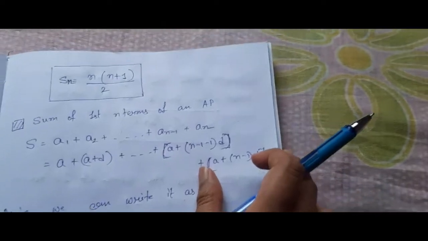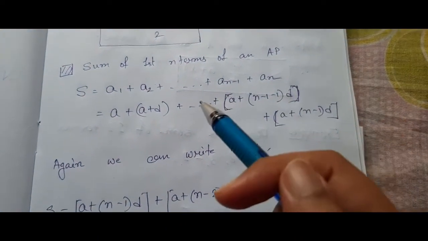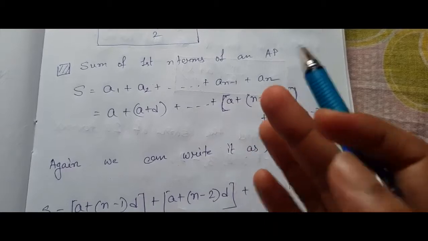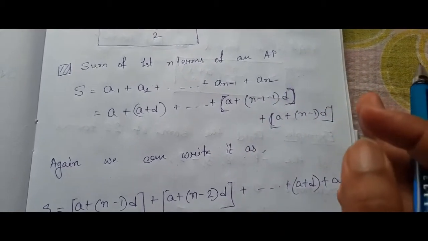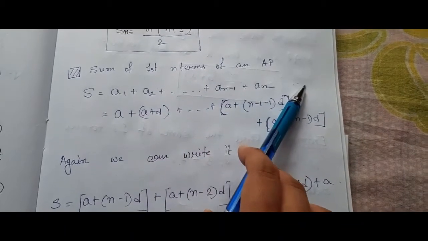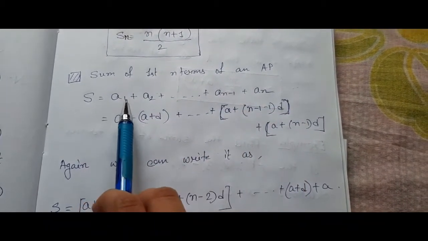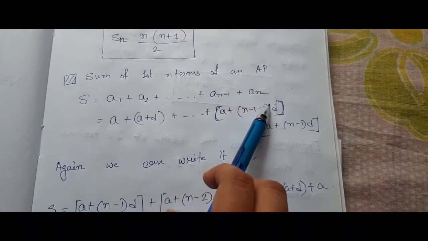Okay. Now let us consider the general arithmetic progression. What is the general arithmetic progression? The representation is a, a plus d, a plus 2d and so on. The sum of first n terms of an AP, I can write this one as S is equal to a1 plus a2 plus and so on plus an minus 1 plus an.